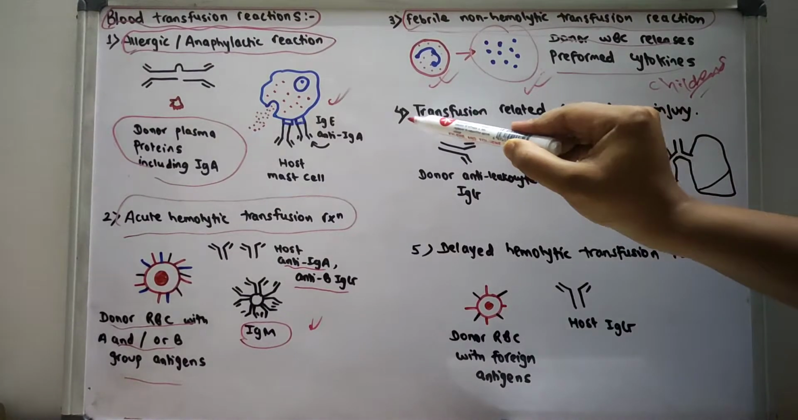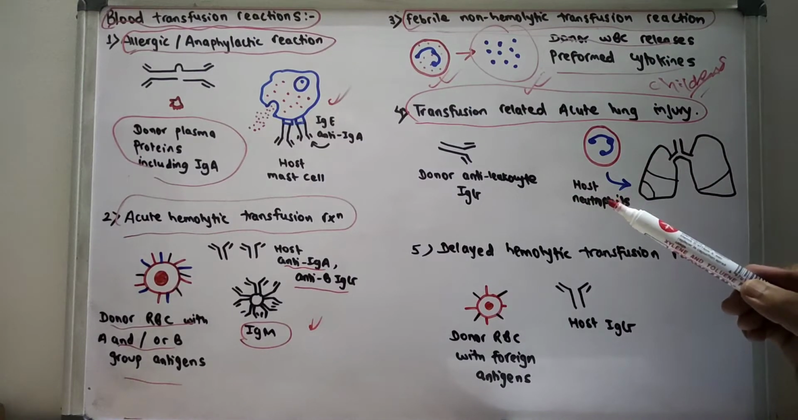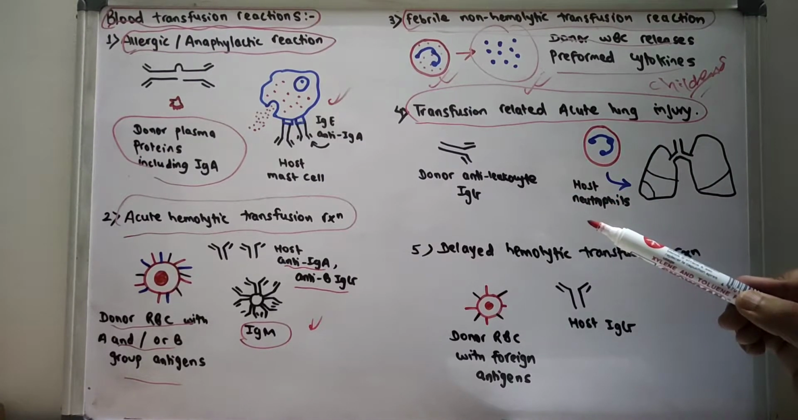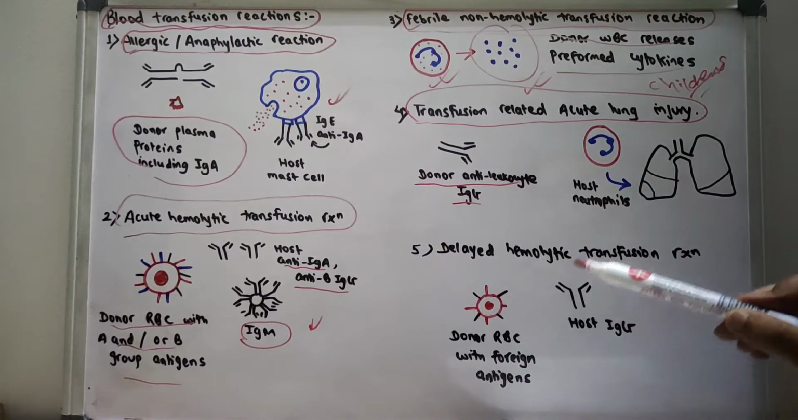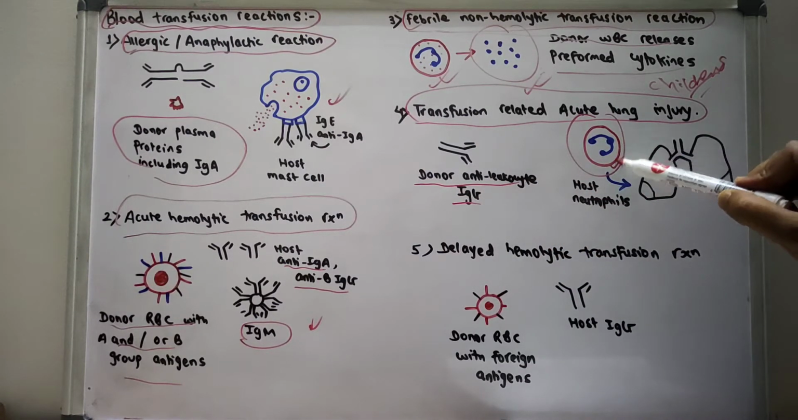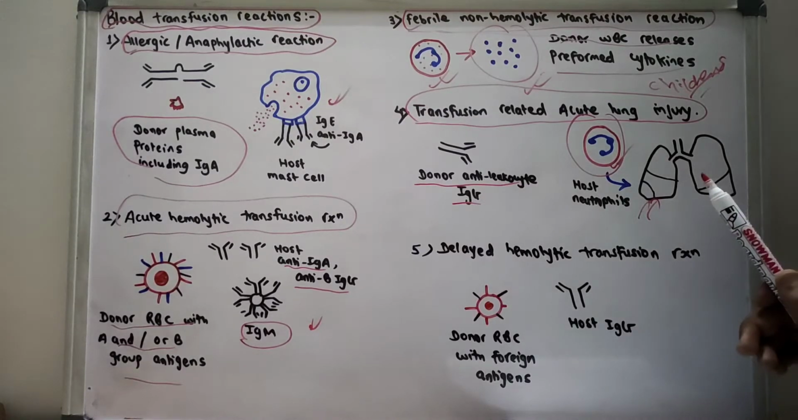Now let us discuss the transfusion related acute lung injury. In the transfusion related acute lung injury, the donor anti-leukocyte immunoglobulin G interacts with the host neutrophils, which ultimately damages the lung and causes acute lung injury. There is a two hit mechanism in the transfusion related acute lung injury.